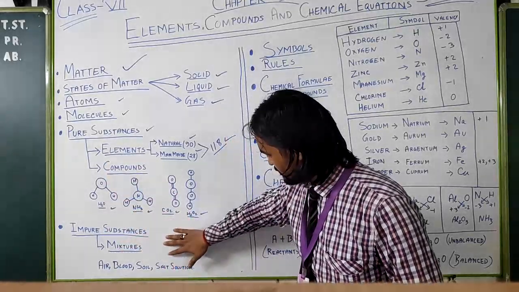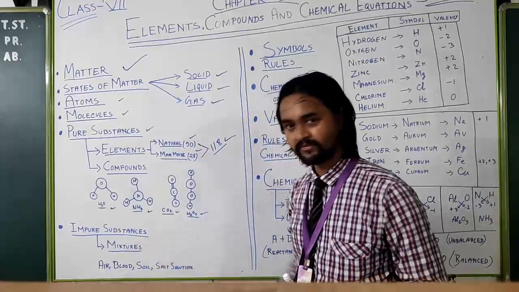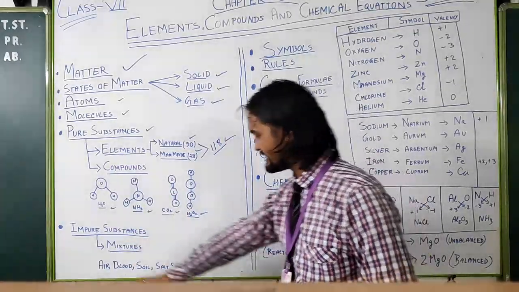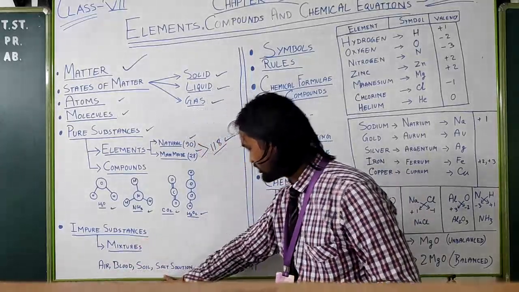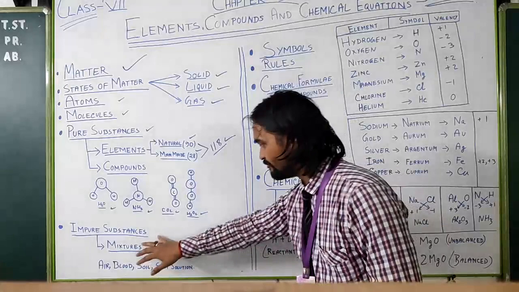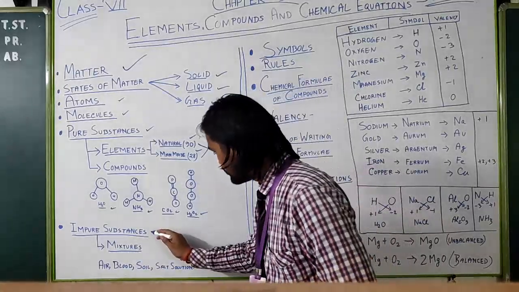Next example is blood. Blood is also an impure substance. Air is also an impure substance. That means all these things, air, blood, soil, salt solution, sugar solution, all these things are impure substances. That means this is also completed.